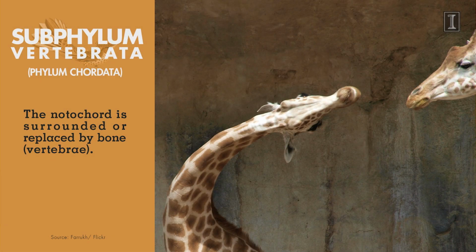So if we're going down in taxonomical hierarchy, we're now in the subphylum Vertebrata, which is a member of the phylum Chordata. And these organisms also exhibit certain characteristics. And the primary one that distinguishes a vertebrate from an invertebrate, for example, is that the notochord, which again provides that axial support, is surrounded or replaced by vertebrae. So those vertebrae can be actually composed of a softer cartilage material or hard bone.